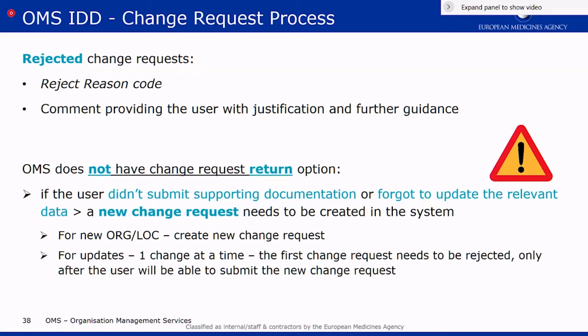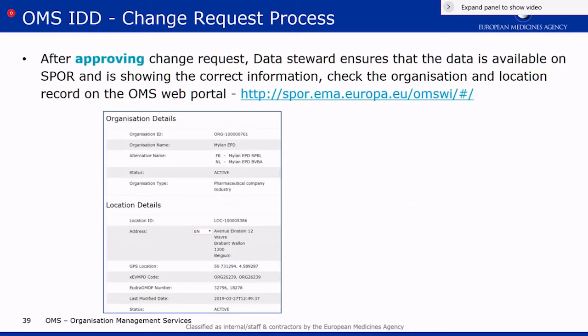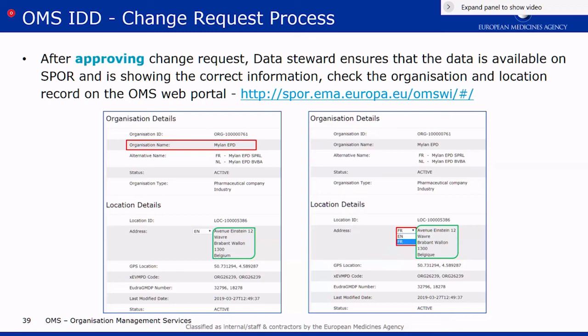So if you do not provide the supporting documentation or do not update the relevant information, you will have to wait for this first change request to be approved or rejected, so that you can resubmit those changes. So at the end, this is always what we want to achieve, which is an approved change request. And once we approve a change request, the data is automatically published in our portal, easily accessible, and it can be used in any consuming system and in any of the OMS consuming systems.